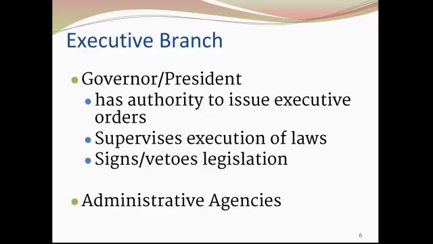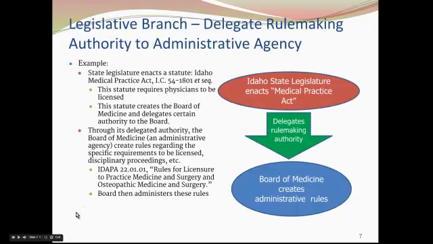Also within the executive are administrative agencies. And as you will come to appreciate throughout this class, many of the legal obligations impacting healthcare are administrative regulations or rules issued by a variety of state and federal agencies. Here is an example of the interaction between the legislative and executive branches, where the legislature creates and delegates administrative rulemaking authority to an agency.